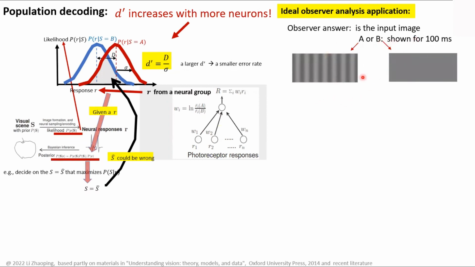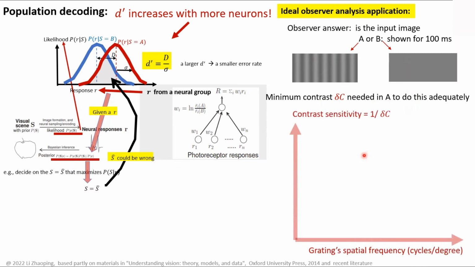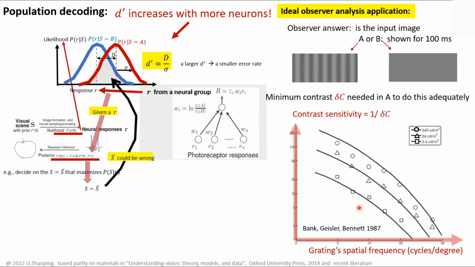Imagine the observer has to answer: is the image A or B? B is uniform, and A has on average the same gray level as B, but is actually a non-uniform grating. Then you can ask, what is the minimum contrast in A necessary to answer this question adequately? That means performance accuracy should be above, let's say, 80%. You can define a particular threshold for adequately. Then you can measure contrast sensitivity, which is the inverse of the minimum contrast necessary, versus the grating spatial frequency, low frequency or high frequency. And this is what you get.